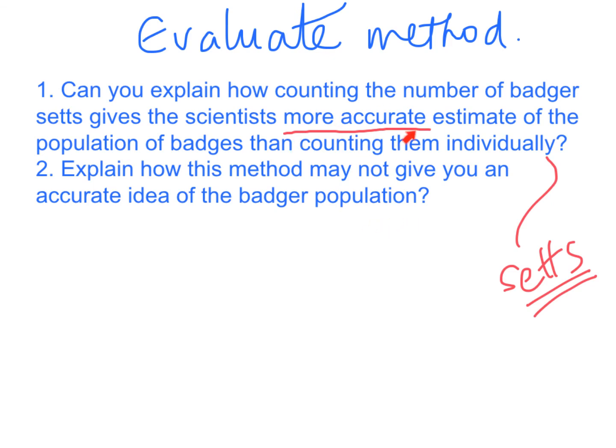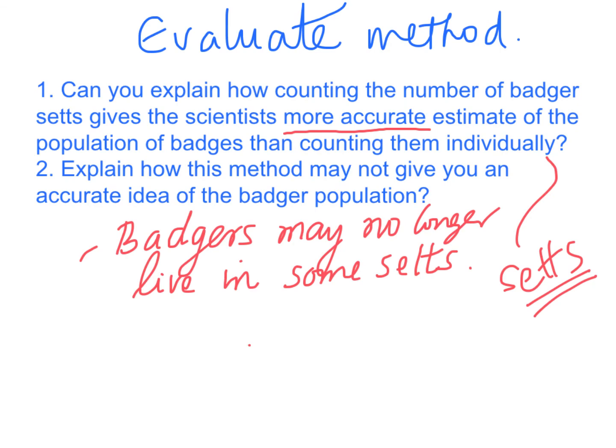Okay, so here you looked at an advantage. This is asking you to give a disadvantage of this method. And here is the answer: badgers may no longer live in some of the sets. So you're counting the sets, but there's no guarantee badgers actually live there. They might have moved away, or maybe even died off. So badgers might have died, but you will still be counting the sets. So that can give you an inaccurate picture of how many badgers actually live in a habitat.